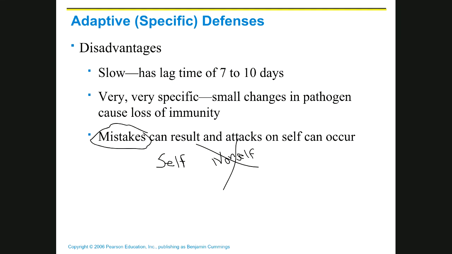It's not supposed to do that to self. But sometimes a screw-up can happen, and your immune system begins to attack your own body parts. And so you wind up with something called an autoimmune disease, where your own immune system is killing you. It's destroying your own tissues because it doesn't recognize them as self.